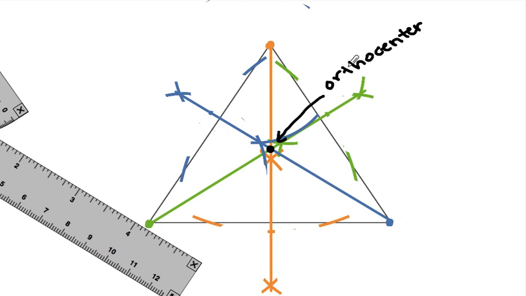So the orthocenter was made up of our altitudes, and altitudes are perpendicular to a side through the opposite vertex. So not always the middle. This looks like it's the middle of this line segment. It goes through the midpoint, but it's not always exactly in the middle because it's focused on going through that point.